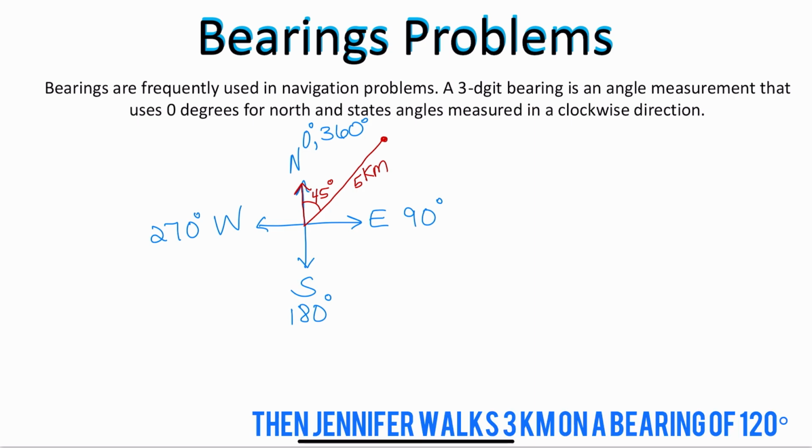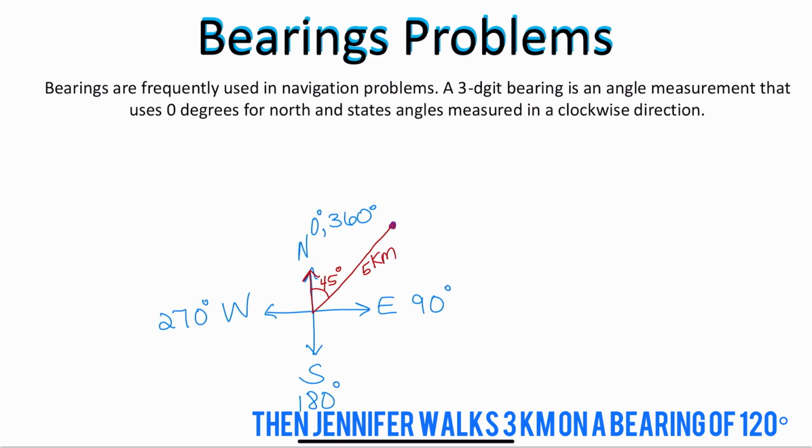Then let's say the problem tells you that Jennifer now is going to change paths and she's going to walk 3 kilometers on a bearing of 120 degrees. What you need to do is from her new position, and I'm going to make some space, you're going to draw north again. This time you're going to go past 90 degrees because remember she's traveling, I said 120 degrees. So you're going to go down this way and now this is 120 degrees where she is traveling.